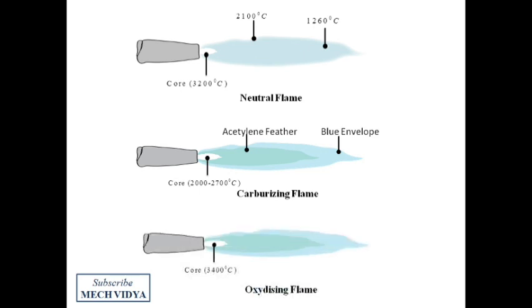And finally, in oxidizing flame, we supply more oxygen as compared to acetylene. Temperatures as high as 3400 degrees centigrade can be obtained here. Hence, we can see that the lowest temperature is obtained in the case of carburizing flame. So, the answer is option 1.